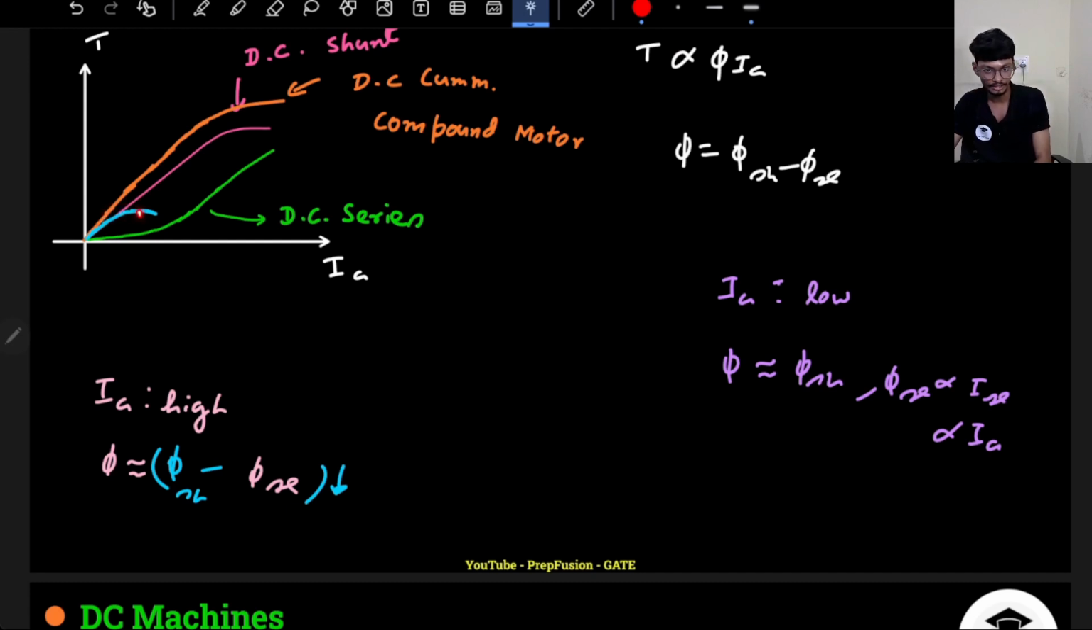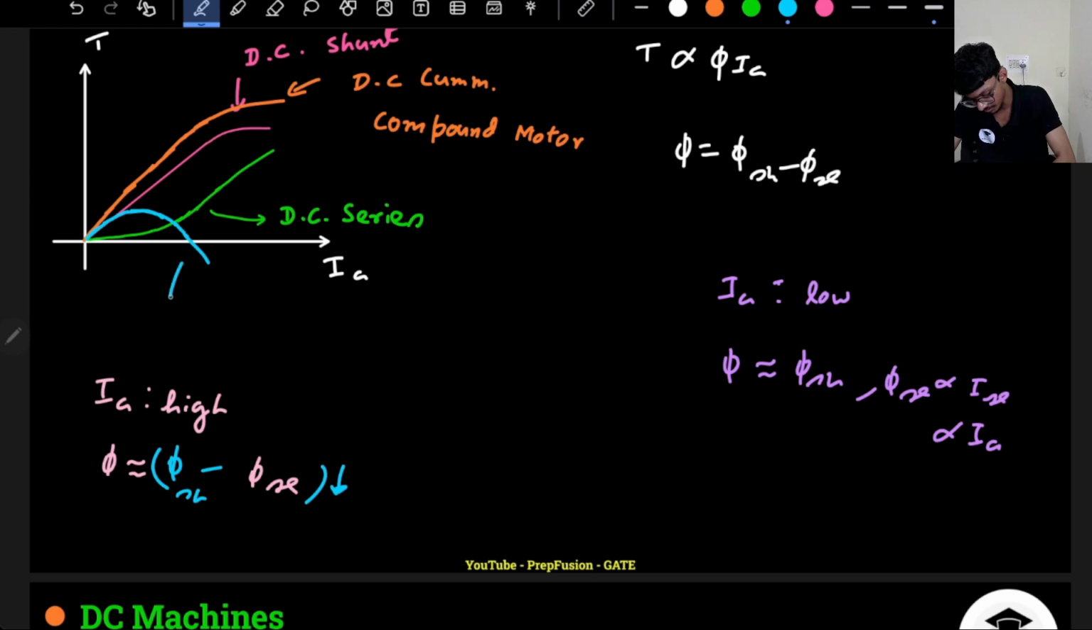But after a certain point, what will happen? Even if there is an increase in load current, flux will reduce by a very high amount. So overall torque goes down. This torque goes down, goes down, and it becomes weaker and weaker. That is what happens, and after a certain point it crosses the threshold.